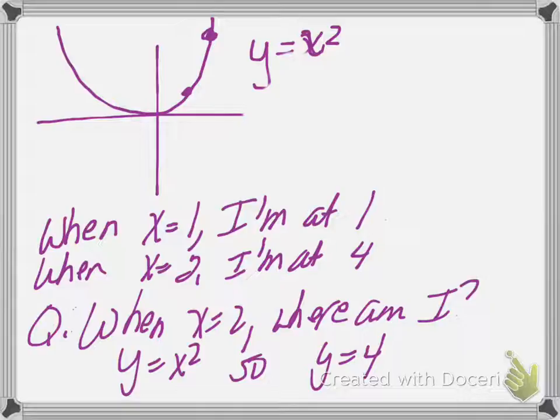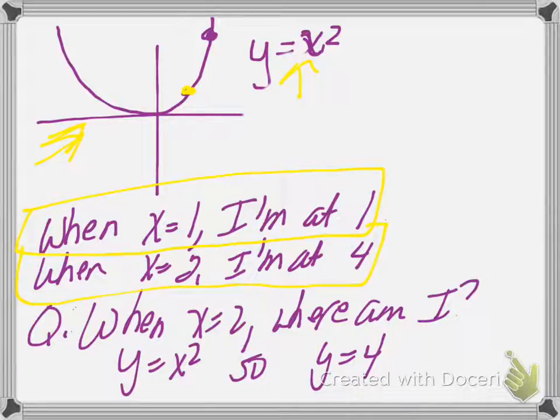So I came up with this picture. This is the function y equals x squared. So let's start here. When x equals 1, what is my location? It's 1, because y equals x squared, so if x is 1, y is 1. So that means I'm right here. Okay, when x is 2, where am I located? I'm at 4. Okay, this is all really obvious, right?